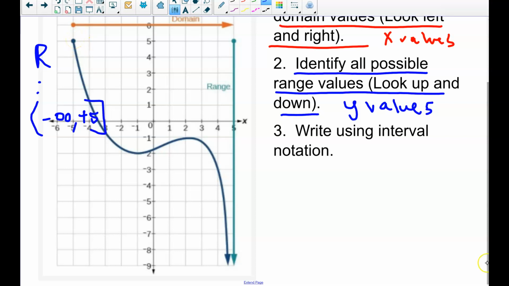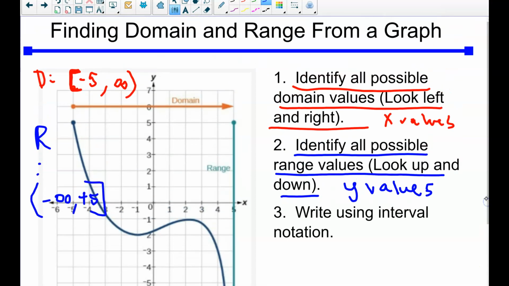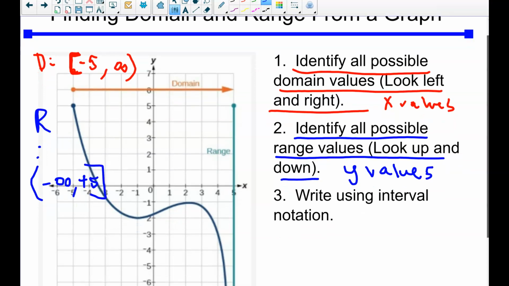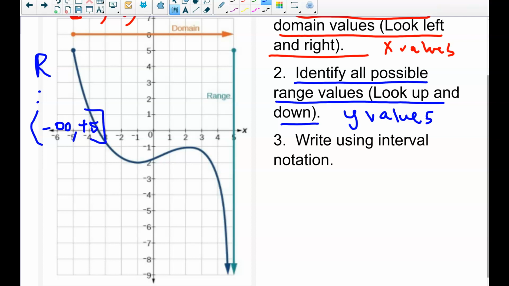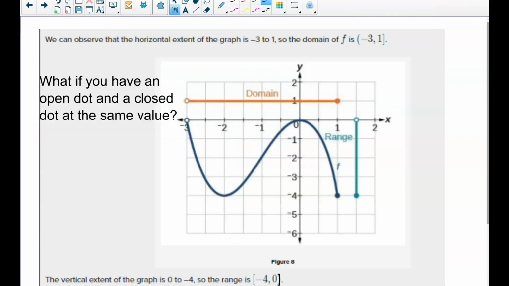So there's an example of our interval notation: -5 to positive infinity, with a bracket around it because it's included, a closed point when you talk about your domain. And then your range, the lowest value goes all the way to negative infinity down below, but then your highest value is +5 and it's a closed circle, so we'd also have a bracket there as well. So using interval notation, we can write that out and give our domain and range for that example. All right, let's take a look at another one here.